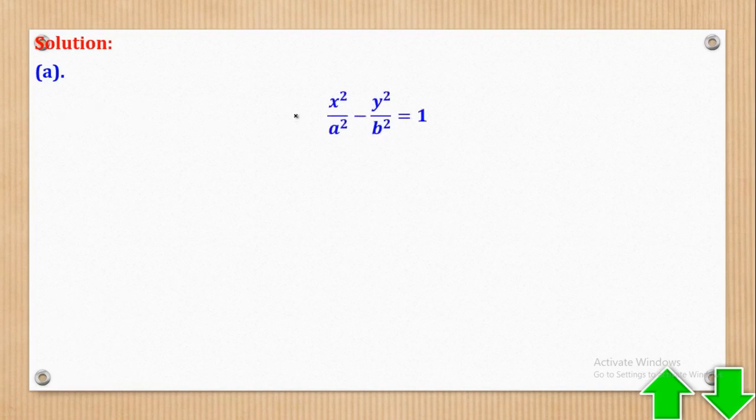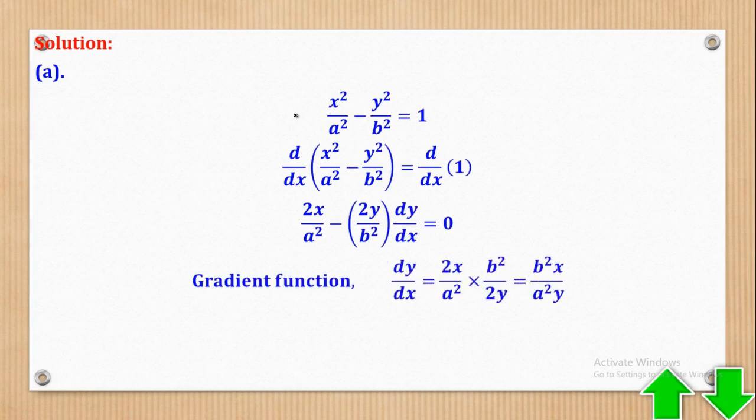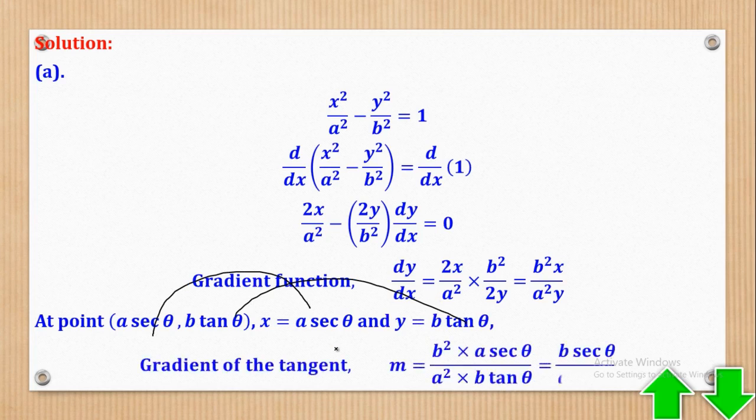So we shall get the equation of the hyperbola, then differentiate it to get the gradient function. So when I make dy dx, I'll come up with a gradient function. So these are some very steps we have gone through. So at this point, x is this and y is that. So I'll come and substitute to get the gradient of the tangent.